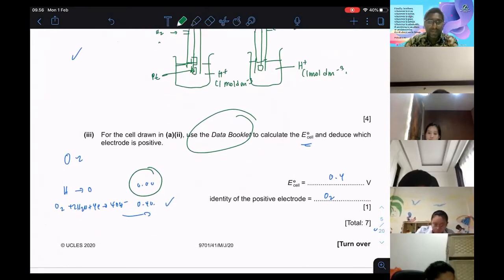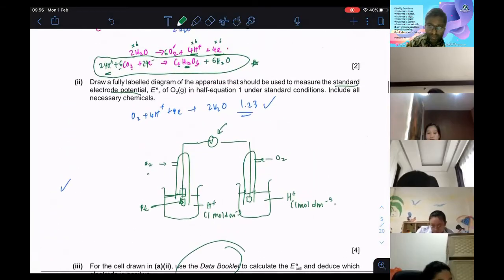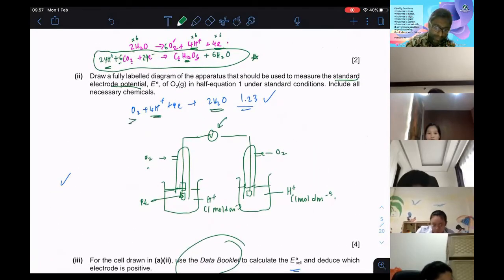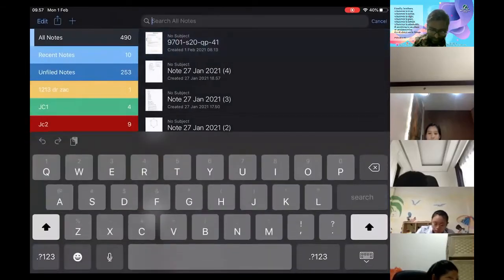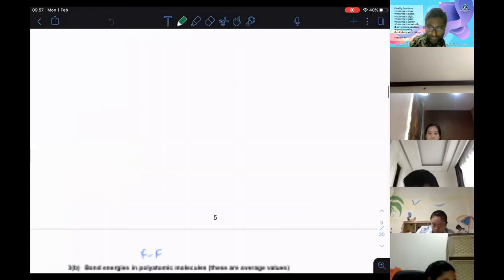Everyone should know this. Then you need to make sure you do not take the wrong equation from the data booklet. From the data booklet, we want the information related to water, H plus and O2. So you can refer to your data booklet, and that will give you positive 1.23. I can show you the data booklet so that you don't make the same mistake, because if you look at it, there are so many things related to water and O2. I'll show you.